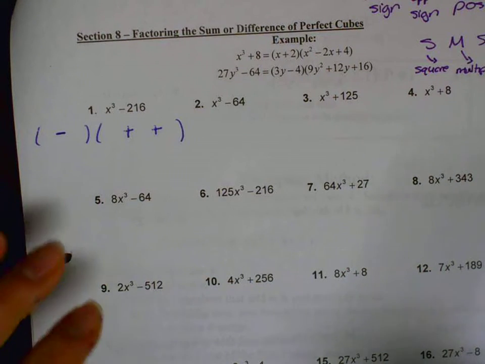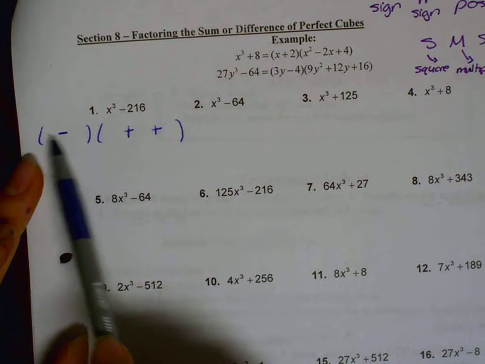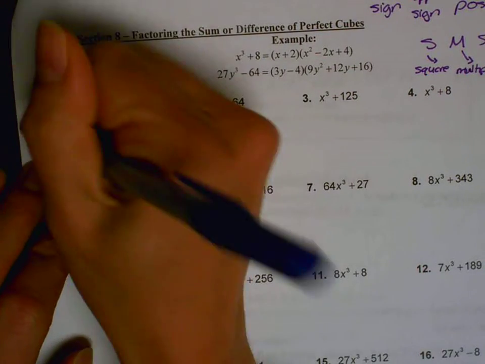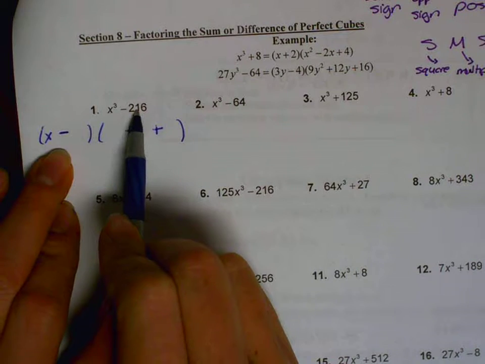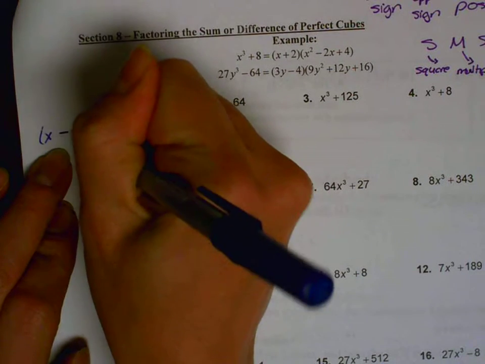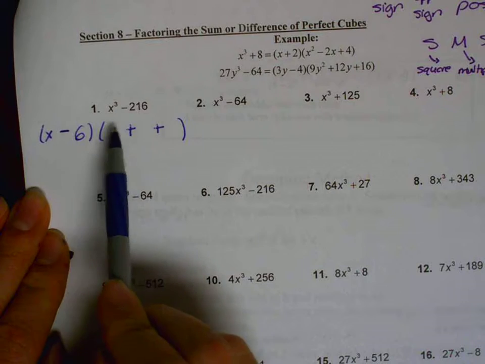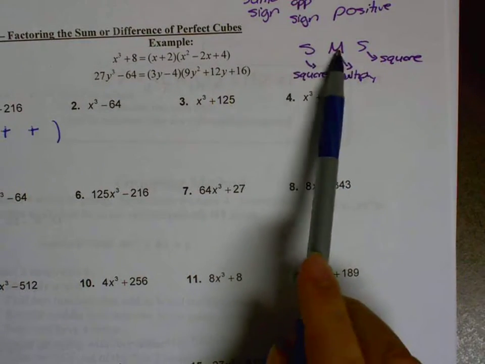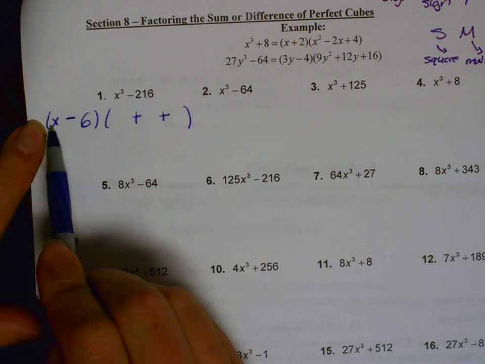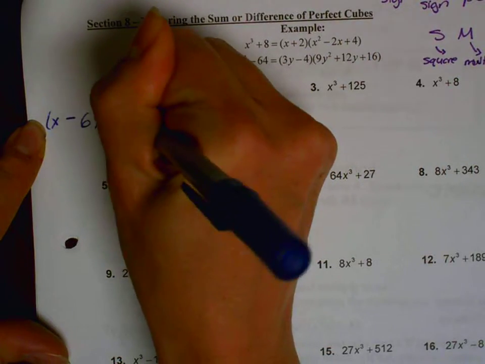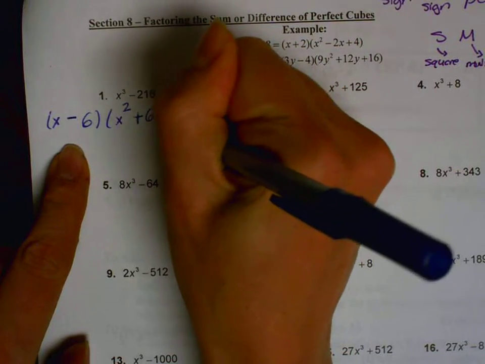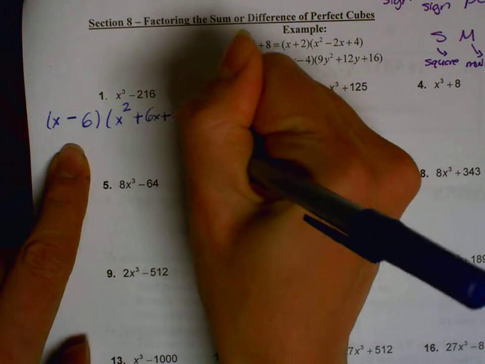Now, the way to go from here is this binomial is the cube root of each of these terms. The cube root of x cubed is x. The cube root of 216 we just found on the calculator is 6. That's these two. Now, the quadratic that goes here, you can remember by SMS: square, multiply, square. I take this x and square it, which gives me x squared. I multiply these two together, which gives me 6x, and I square this, which gives me 36.